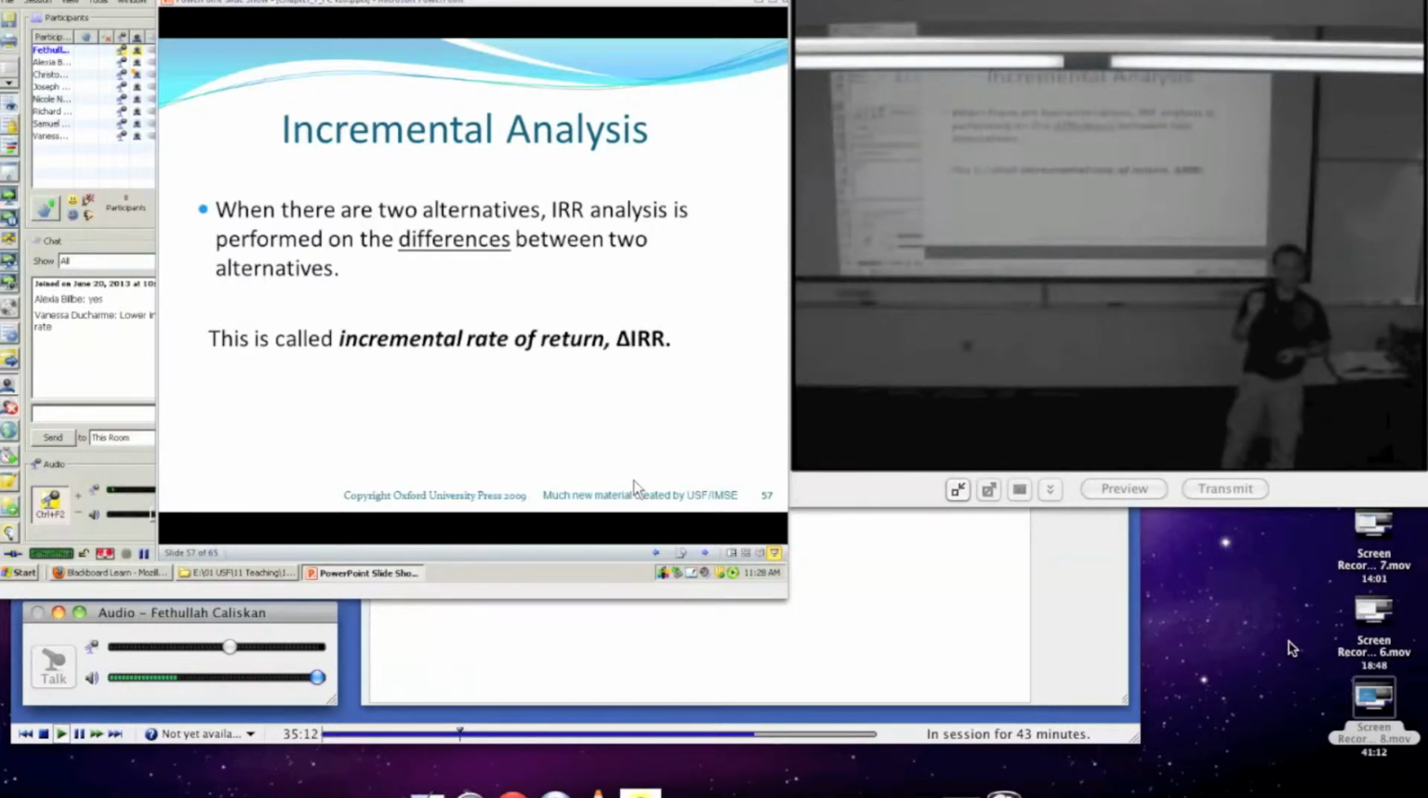Again, I'm repeating. Internal rate of return analysis is applied on the differences of the two alternatives. Question: so there has to be two alternatives? Yes, there has to be only two alternatives.